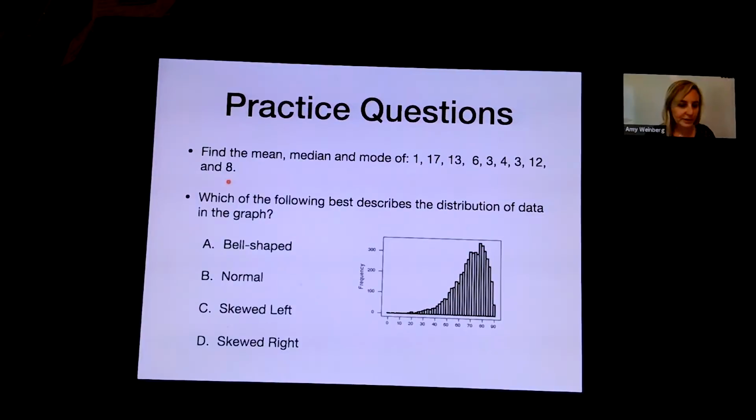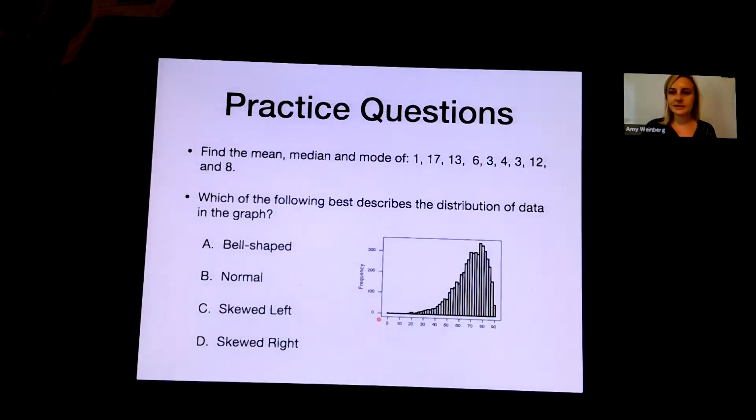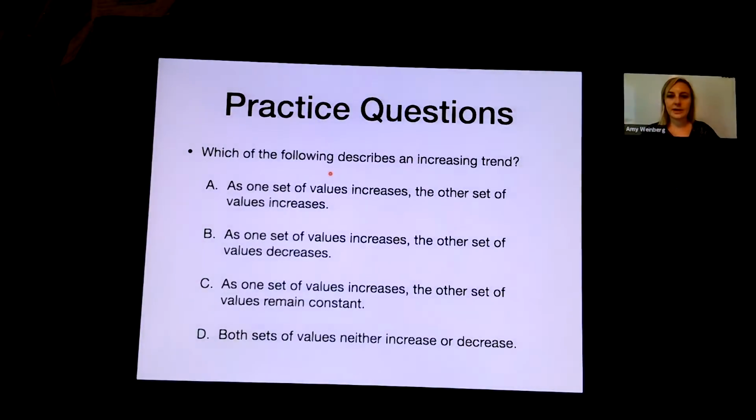And then you guys were both right on C, skewed left, right? Our peak is on the right, so our data skews to the left. So you guys were both right on that. Okay, any questions on this section? Pretty straightforward. You just have to make sure you remember those definitions and then how to calculate those. Okay.